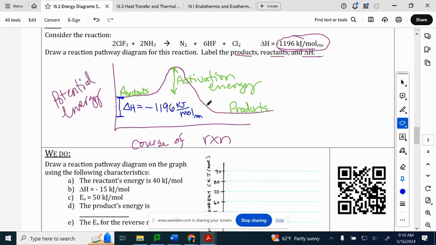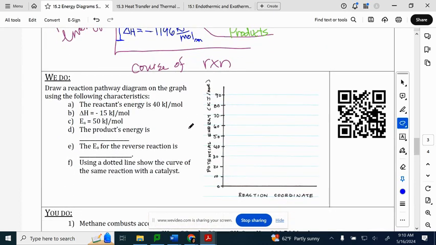Good. All right. So let's move on here. We're going to do the next one. Draw the reaction pathway here on the diagram. The reactants are starting at 40. So my reactants are going to start here. My delta H is going to be negative 15. So if this is a negative 15, this is going to go from 40 to what? 25. So 25 is right here. So that's where my products are going to end. The product's energy then is 25 kilojoules per mole.